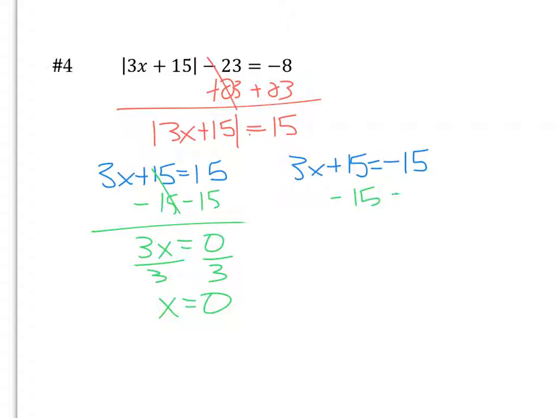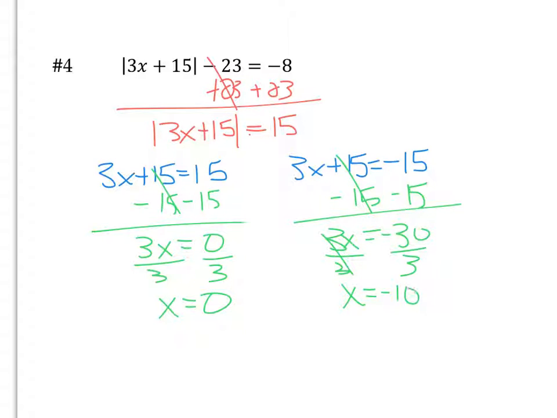That's a number. We subtract 15 on both sides: 3x equals negative 30. When I divide by 3 on both sides, I get x equals negative 10. Those are my two solutions. Again, I can check those by plugging them in.